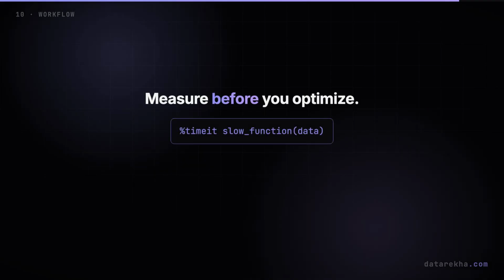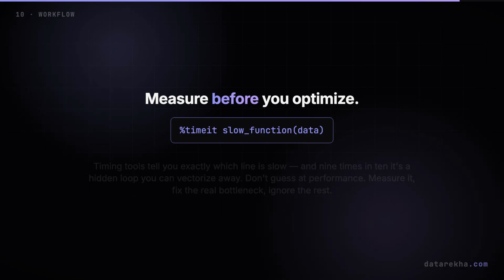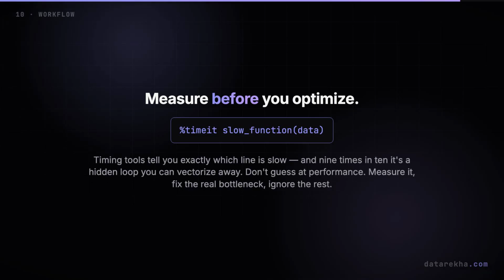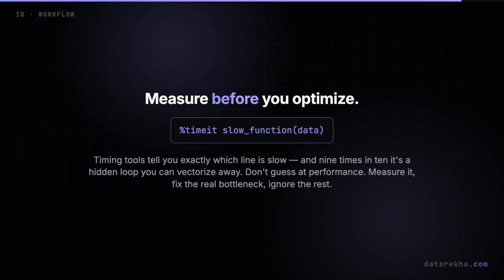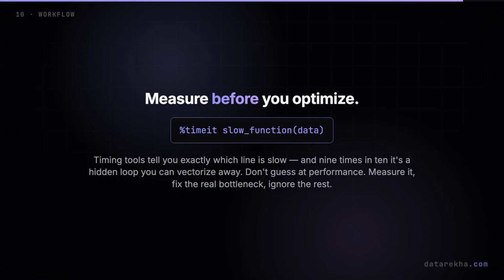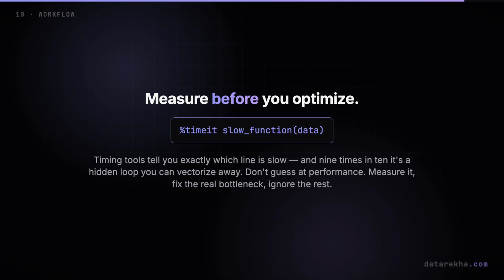And one last professional reflex. Measure before you optimize. Python's timing tools tell you exactly which line is slow. And 9 times out of 10, it's a hidden loop you can vectorize away. Don't ever guess at performance. Measure it, fix the one real bottleneck, and ignore the rest. Most of your code is already fast enough. The skill is finding the part that isn't.